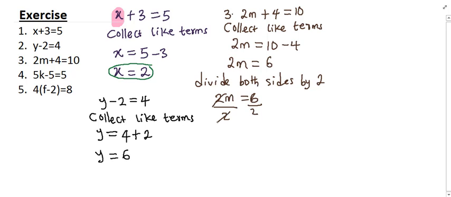2 divided by 2 is 1, or they cancel out, so m stands alone, and 1 times m is still m, so the m stands alone. And 6 divided by 2 is 3, right? Okay, and that's 3. Okay, I want us to check our answer.